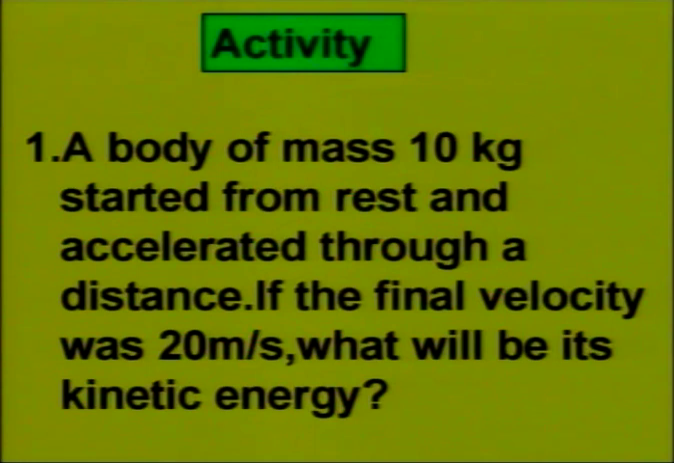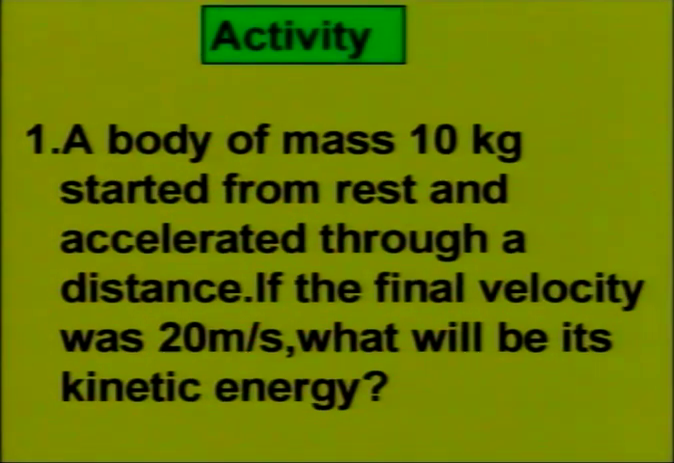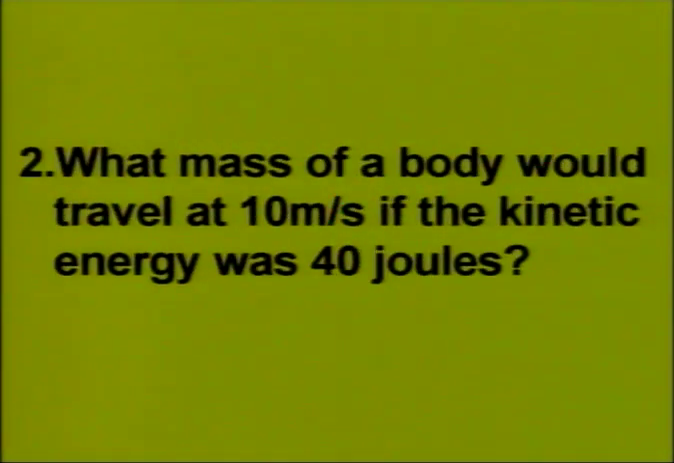Activity question number 2. This time it is asking you to calculate the mass of the body if you have a velocity of 10 meters per second and the kinetic energy was 40 joules.